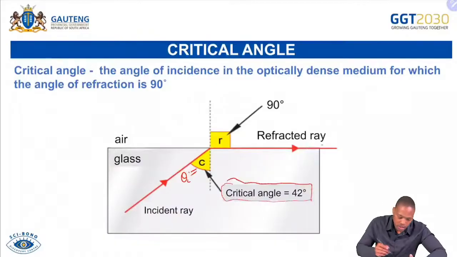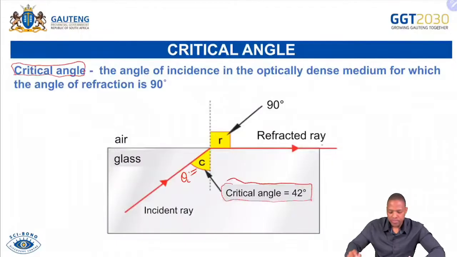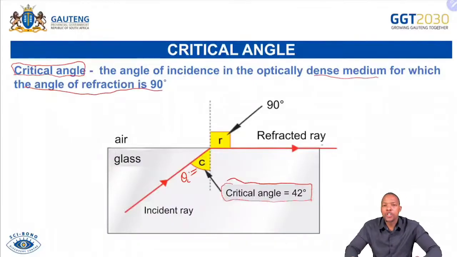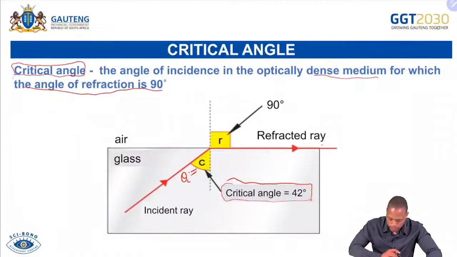Okay, like this. How do we define this critical angle? We say the critical angle is the angle of incidence, but it is the angle of incidence in the optically denser medium for which the angle of refraction is equal to 90 degrees. It is the angle in the optically denser medium for which the angle of refraction is equal to what? 90 degrees.